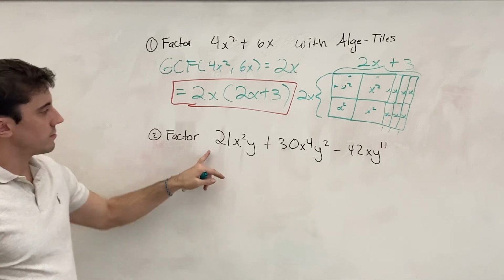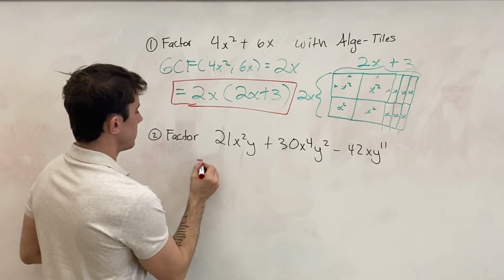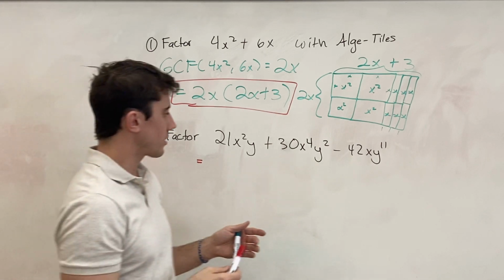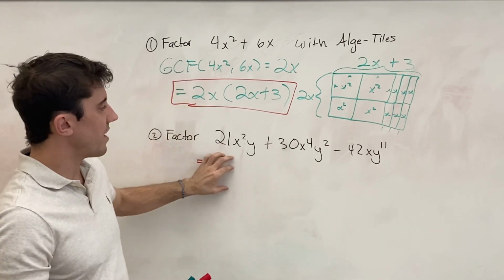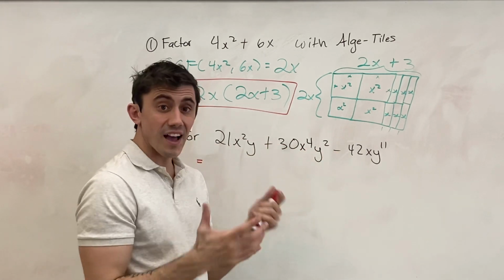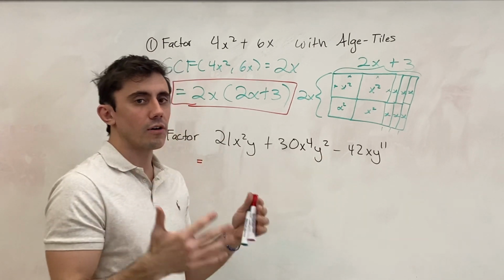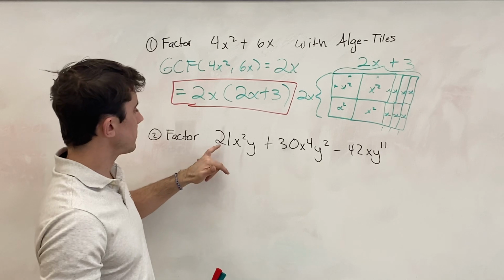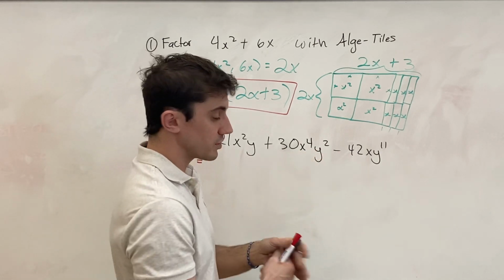For the second one, we're just factoring, let's say by hand, right, abstractly. So we're looking for the GCF of all 3 terms. We can only factor what is common to all 3 terms. Can't get greedy. So what is the biggest factor of 21, 30, and 42?